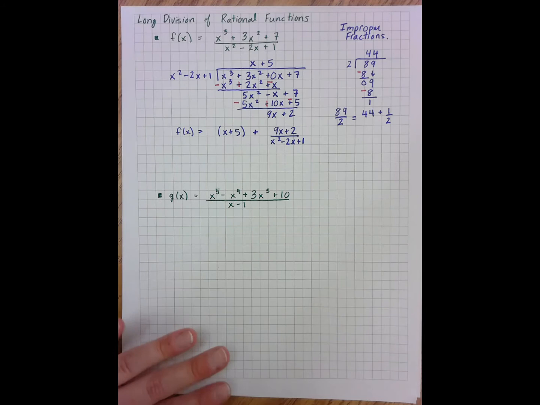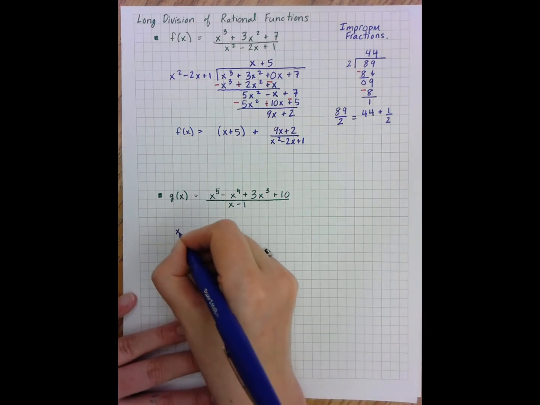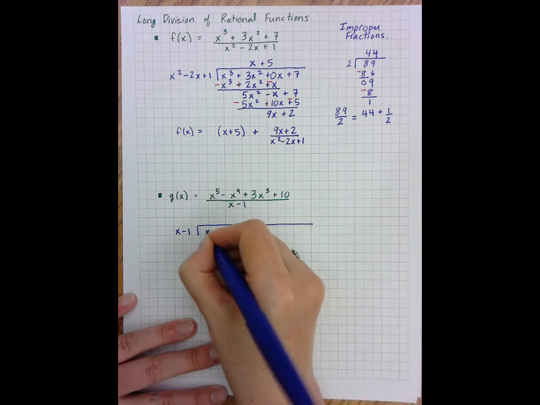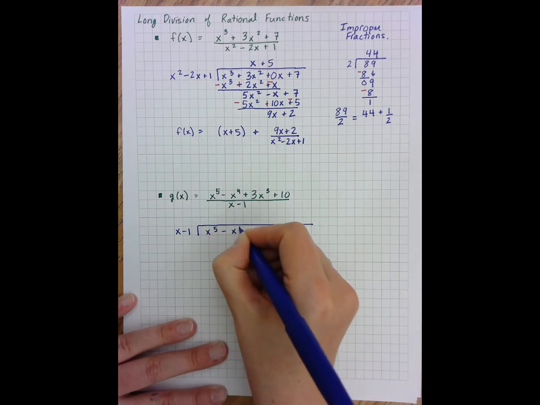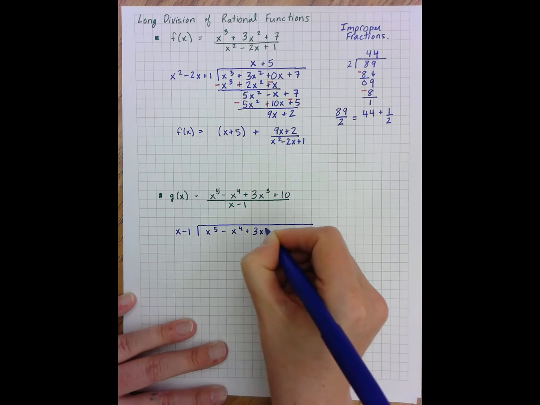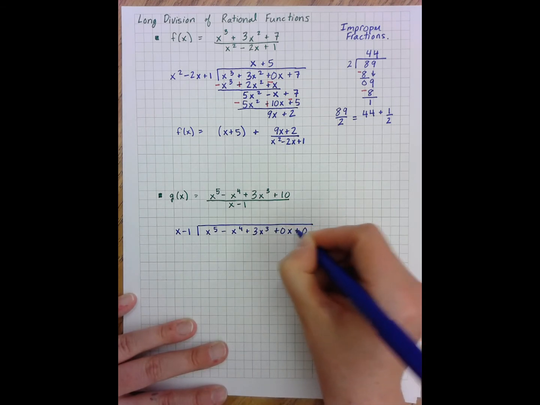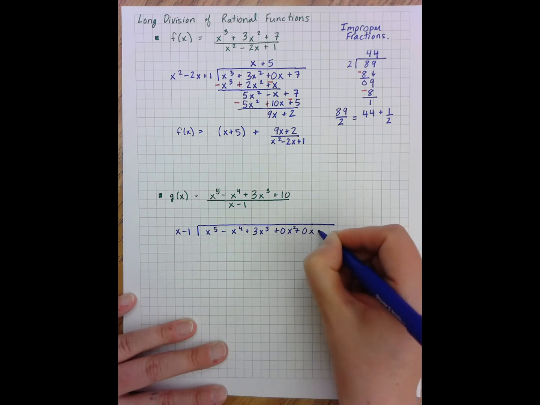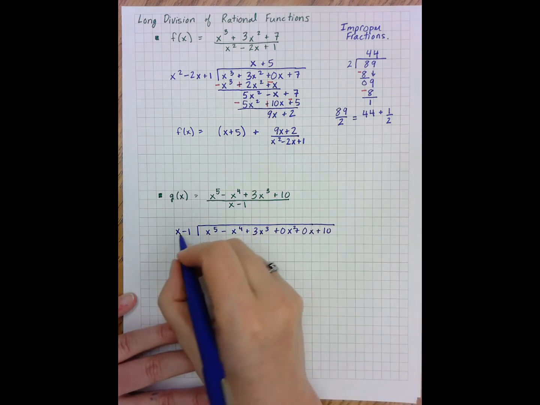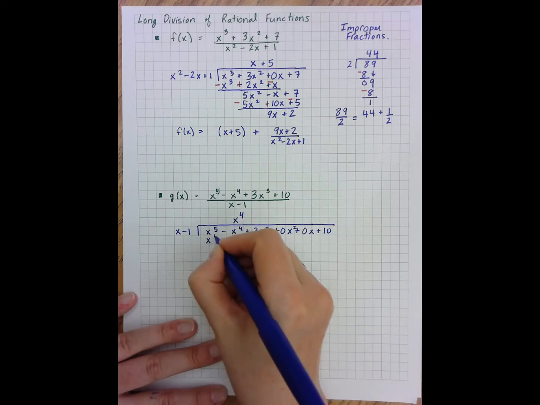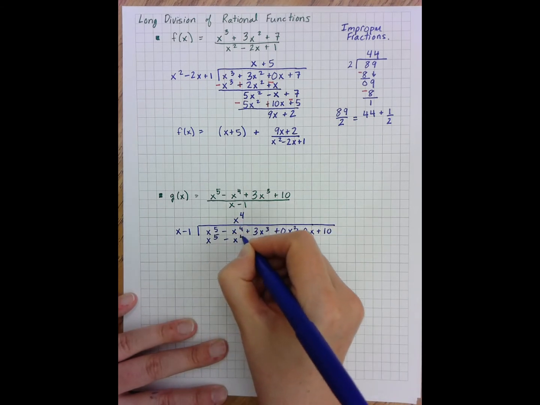So let's look at a second example. Again, I'm going to set up the exact same process. This time it may be a little longer or easier maybe. I'm missing an x squared and I'm also missing an x. So we're going to fill those in as zeros. What times x gives me x to the 5th? x to the 4th. x to the 5th minus x to the 4th.